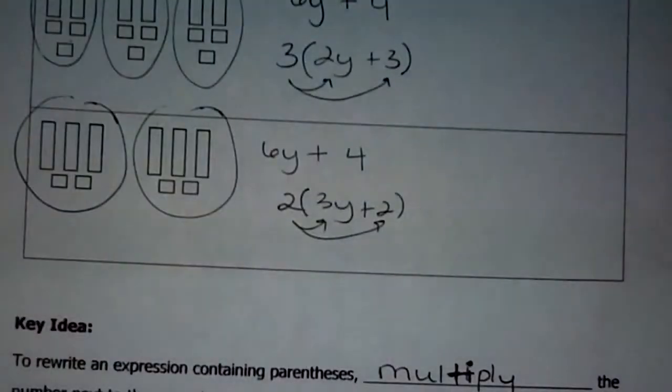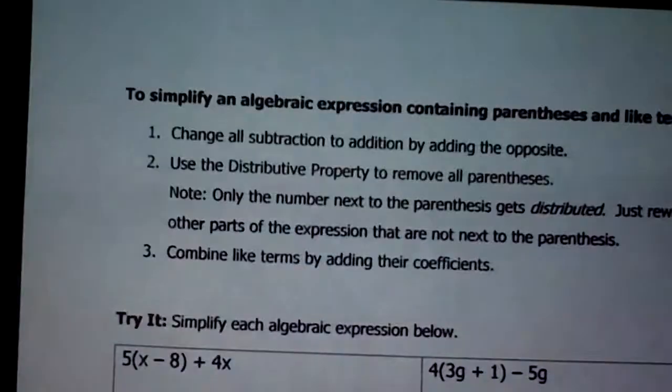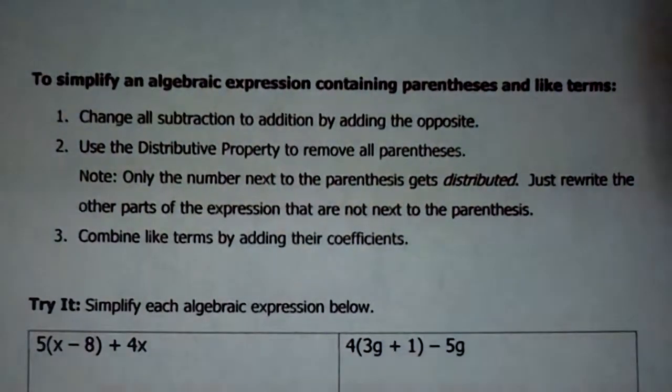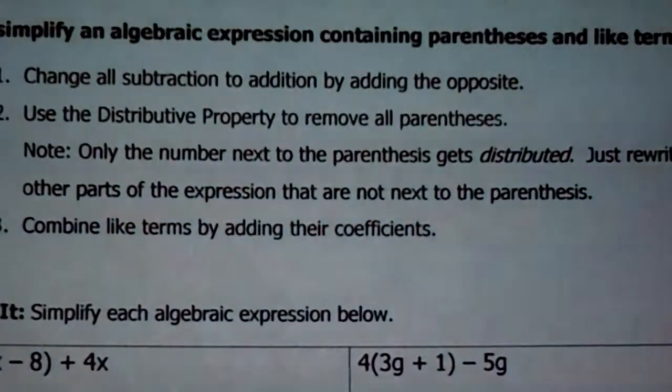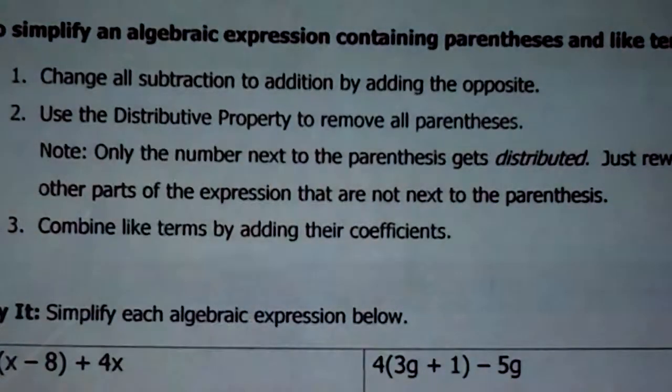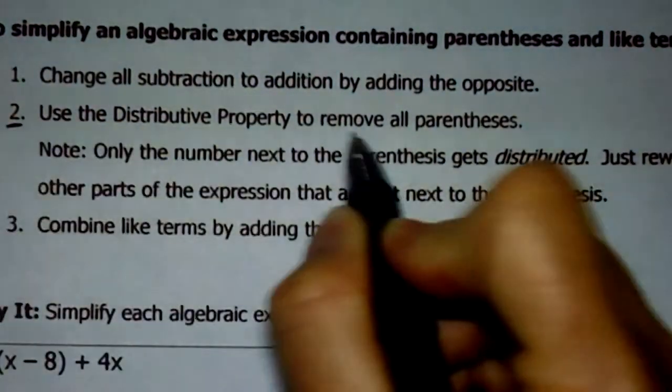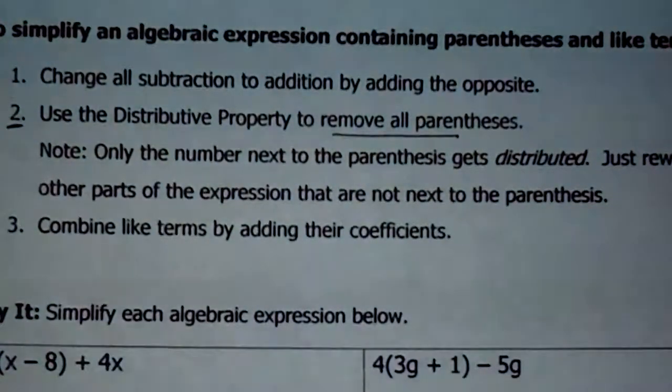So let's try some of that. Turn your page. Alright, so I have steps written out for you, of course, so you can refer back to them. And we'll follow these steps for each problem that we do. Step 1, of course, change all subtraction to addition by adding the opposite. It's been ingrained. I know you probably don't even need me to write that step anymore, but I'll keep doing it. Step number 2 is remove the parentheses using the distributive property. So that's where we're going to take the number on the outside and multiply it by everything on the inside.